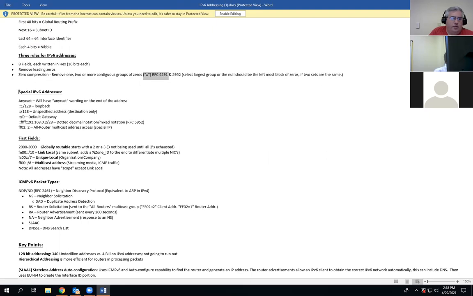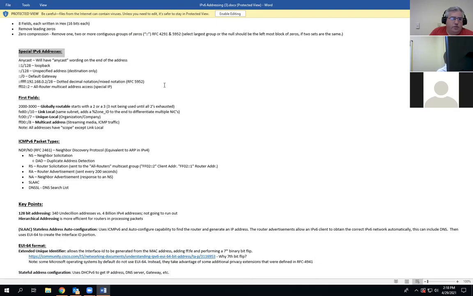So then there are different special IPv6 addresses, similar to the special addresses in IPv4. There's a loopback address. In IPv4, 127.0.0.1 is your loopback address. Here it is ::1/128. The 128 means that's the only address, so basically 1 is the actual address, and the /128 is the CIDR notation for it.